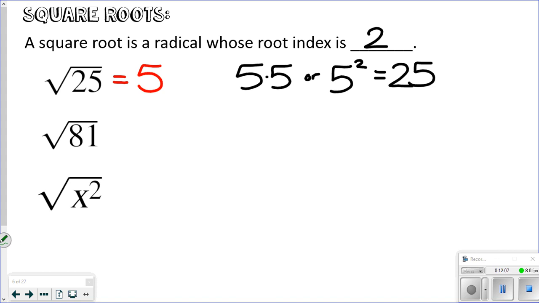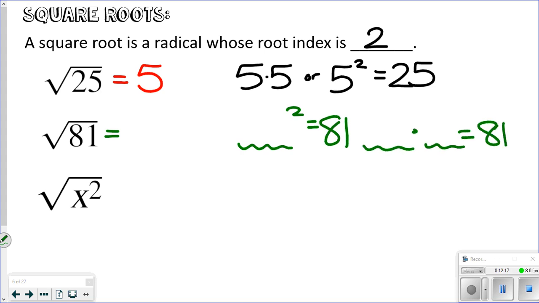So what's the square root of 81? What number squared equals 81? Or what number times itself will give us 81? And that answer is 9. So 25 is a perfect square, the answer is 5. 81 is a perfect square, the answer is 9. Now what about the square root of x squared?